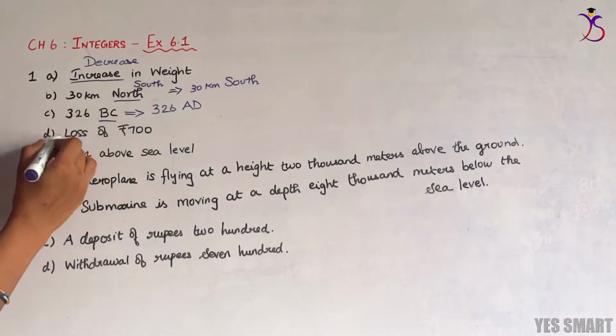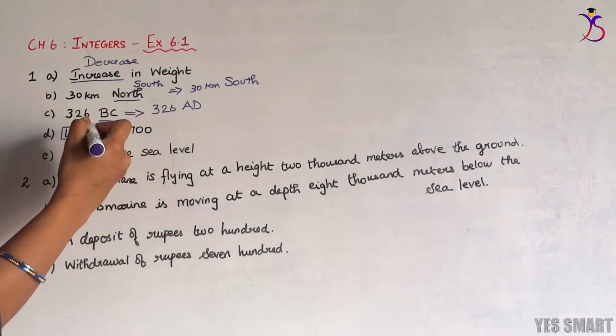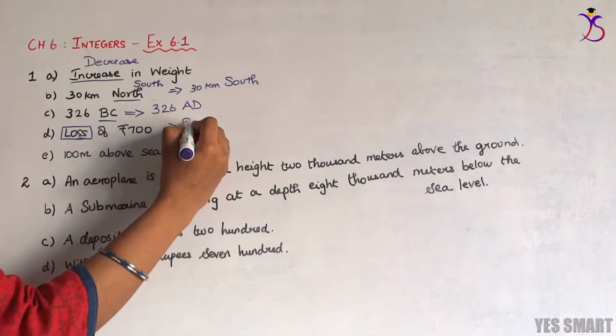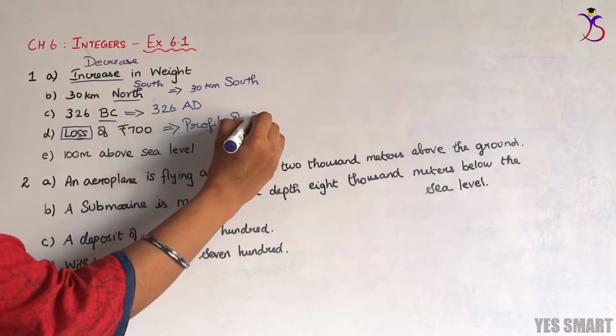Next, loss of rupees 700. I am highlighting the loss. The opposite of loss is profit, which implies profit of rupees 700.